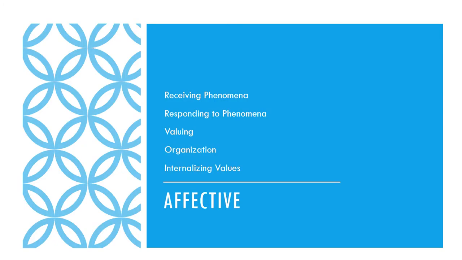Alright, so the next one is the affective. This has to do with the emotion, and there are 5 levels. You have receiving phenomena, responding to phenomena, valuing, organizing, and then internalizing. When it comes to receiving phenomena, this is just a willingness to hear and to listen to others. Responding, not only are the students listening and attending, but they're responding to what others are saying. So it's more interactive.